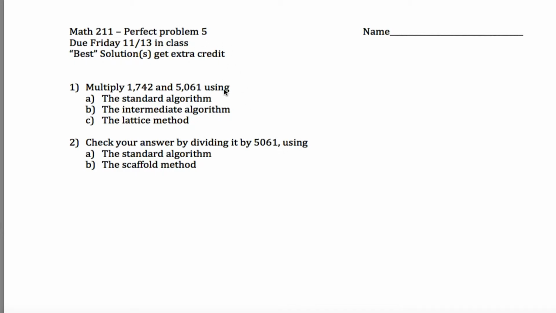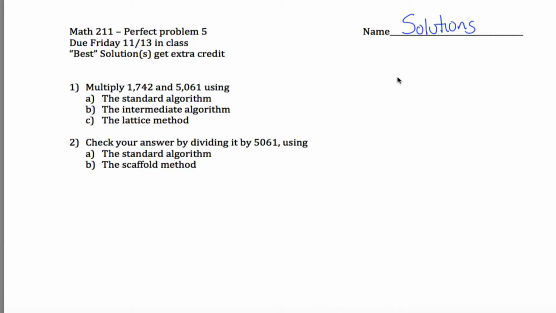All right, here are solutions to perfect problem 5 for Math 211. What you're doing in this problem is really just one multiplication problem and one division problem. Unfortunately, you're going to do that 3 different ways for multiplication, 2 different ways for division. And I chose these horrible numbers. In hindsight, I wish I had chosen smaller numbers, but I guess that ship has sailed.